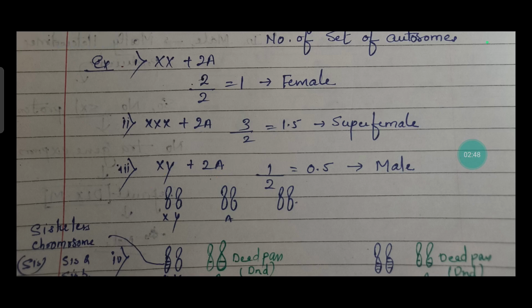And along with that, one more piece of information I want to give you. If the ratio is between 0.5 and 1, then an intersex type of Drosophila will be there. Male and female sex is not defined. And if it is more than one, it will be a super female. It is already given here.